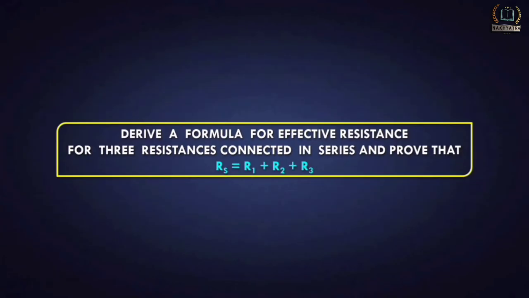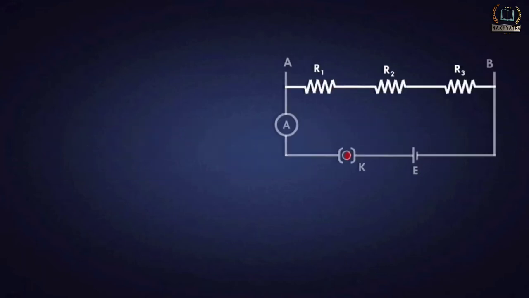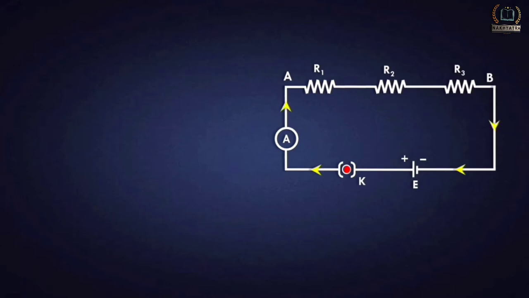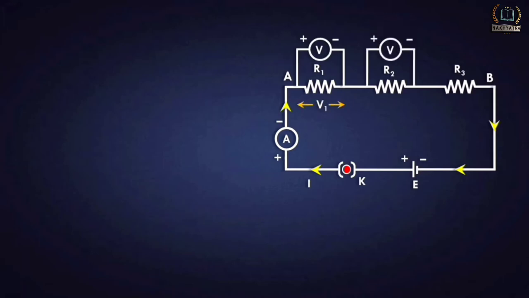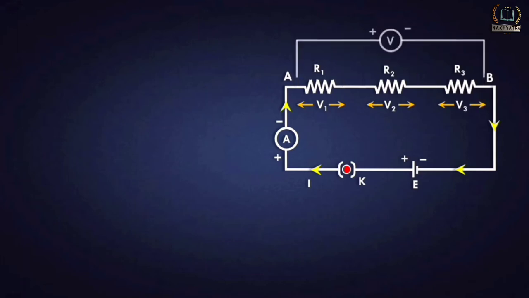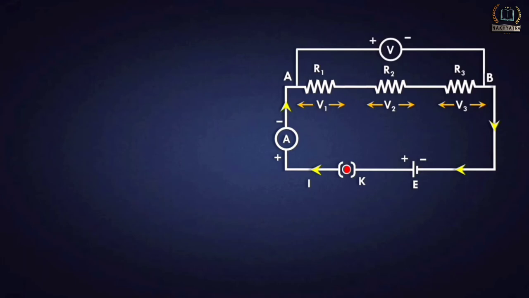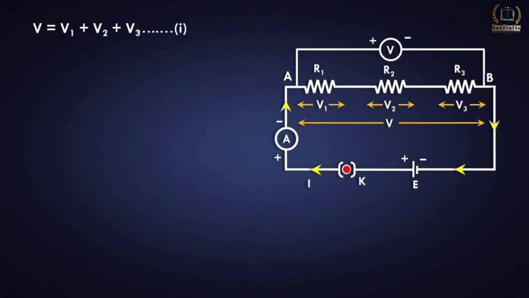Moving to the next slide: derive a formula for effective resistance for three resistances connected in series and prove that R is equal to R1 plus R2 plus R3. This is a circuit where three resistors of different values are connected in series, with a battery, an ammeter and a plug key. Then we insert a voltmeter for resistor 1, resistor 2 and resistor 3, marked V1, V2 and V3 respectively. Then we insert a voltmeter across the ends A and B of the series combination, marked as V. So V equals V1 plus V2 plus V3, marked as equation 1.